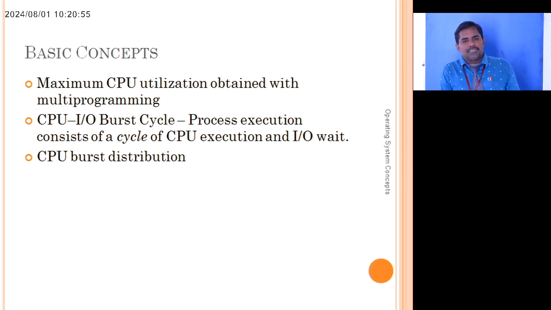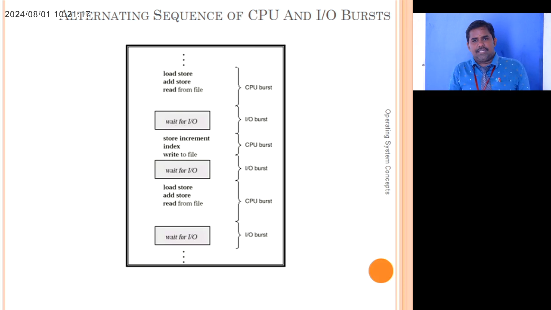CPU input output burst cycle. Process execution consists of a cycle of CPU execution and input output wait. So when the CPU is working with the program, at that moment the input output device controllers are kept in the wait stage. When the input output device controllers are getting some resources, at that time the CPU burst is getting to wait, and the CPU has a proper burst distribution. The diagram shows that whenever a CPU burst is there, the input output is busy, and then there is a continuously alternating sequence of CPU and input output bursts, like in this diagram, working in the operating system to complete its target.